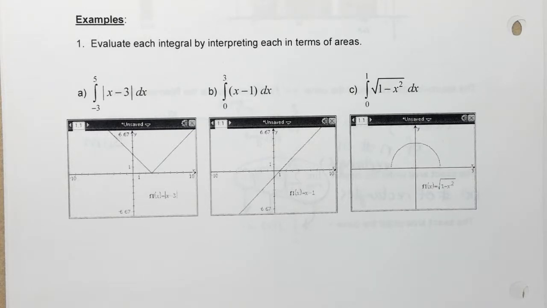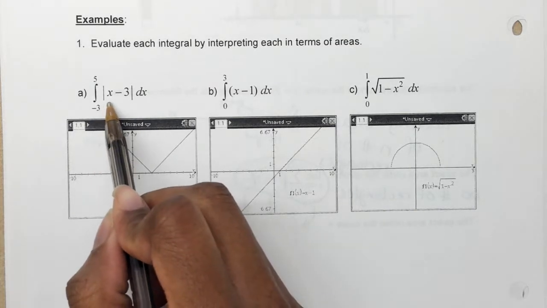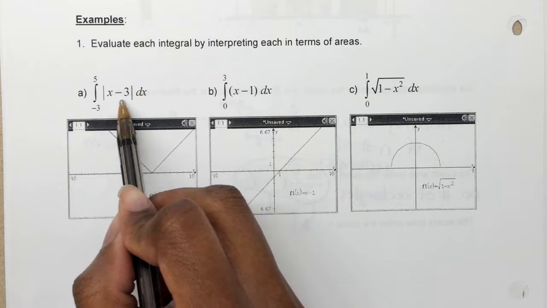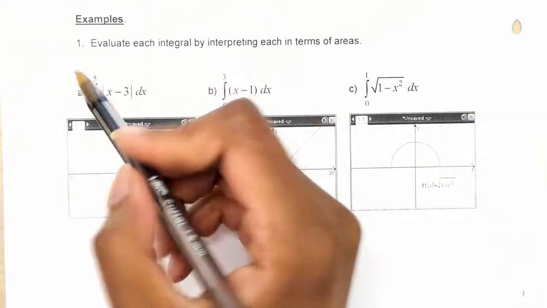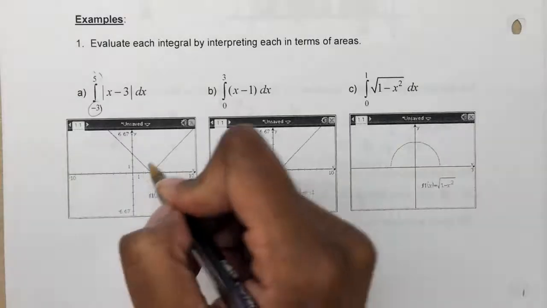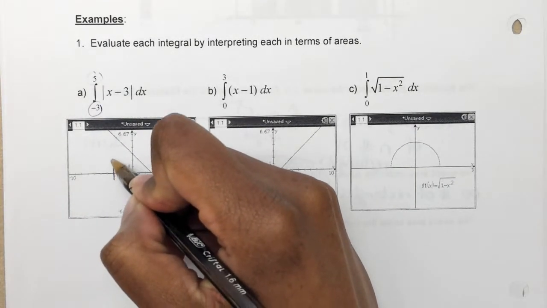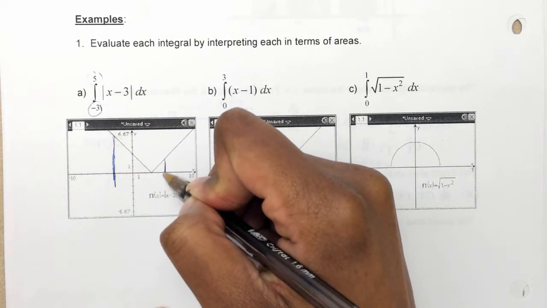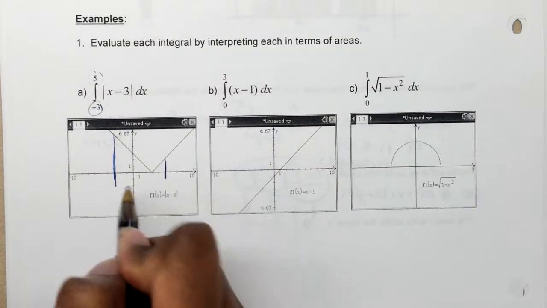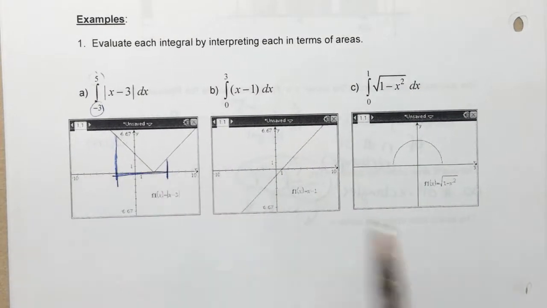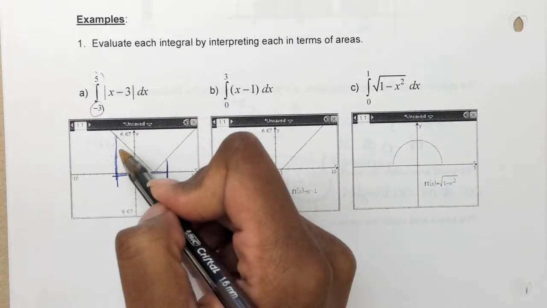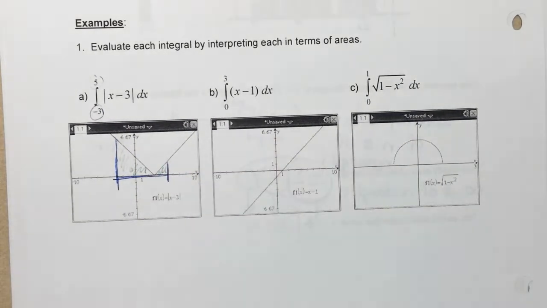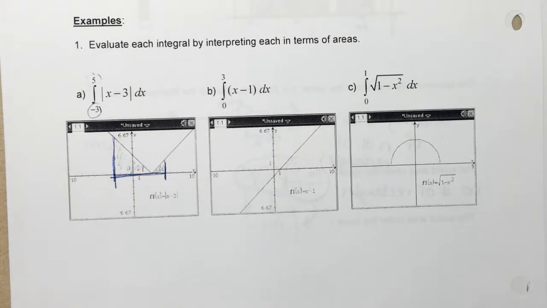So we want to evaluate each integral by interpreting each in terms of areas. So this first integral has the function x minus 3 absolute value, from the interval -3 to 5. So if we look at this, we're looking from -3 to 5, which is here. Okay, so all of those areas are above my x-axis. So all of these are positive, so we'll just add them all together.